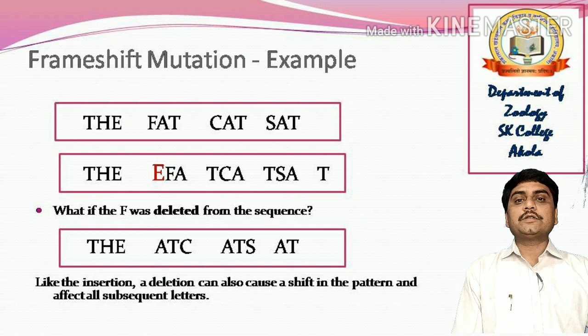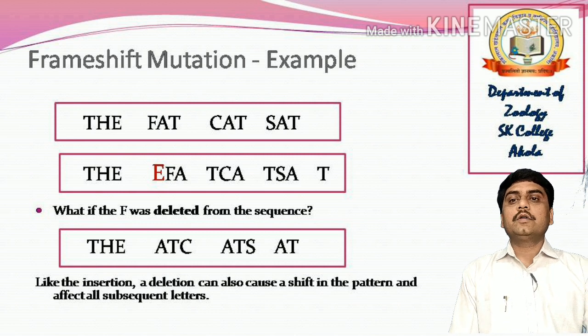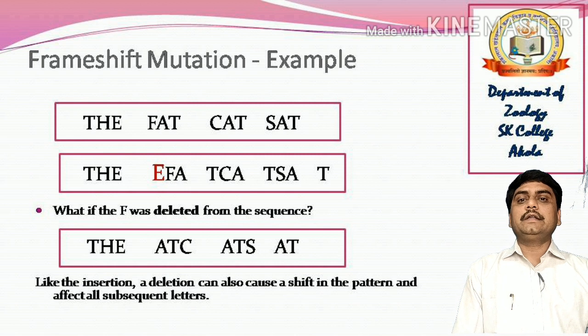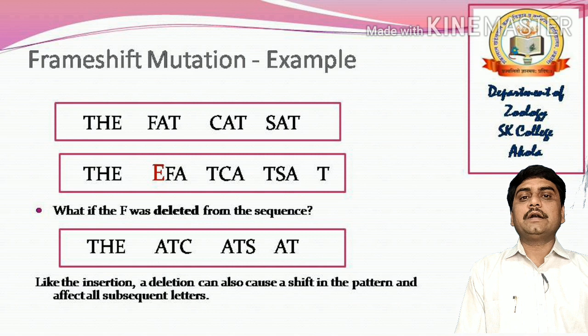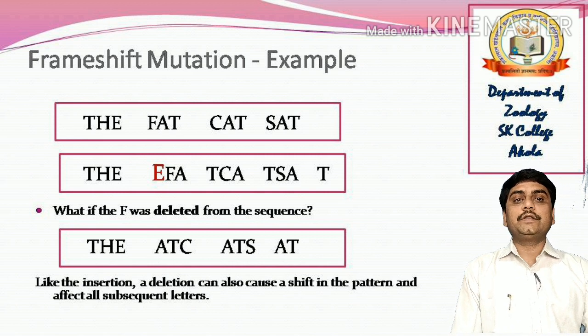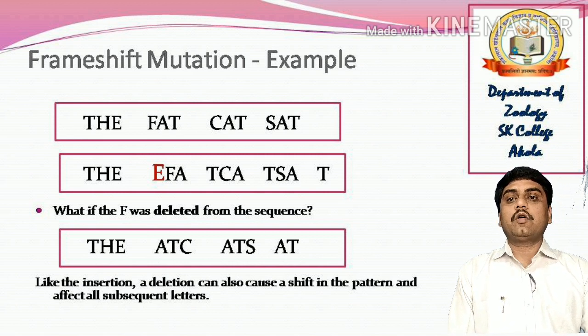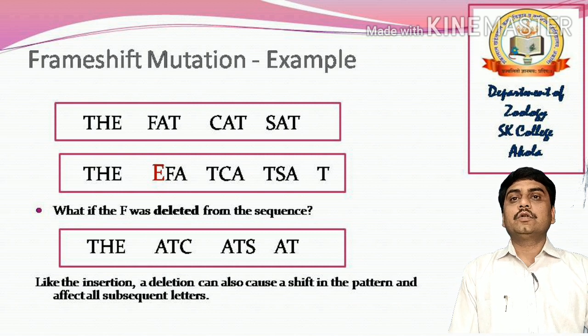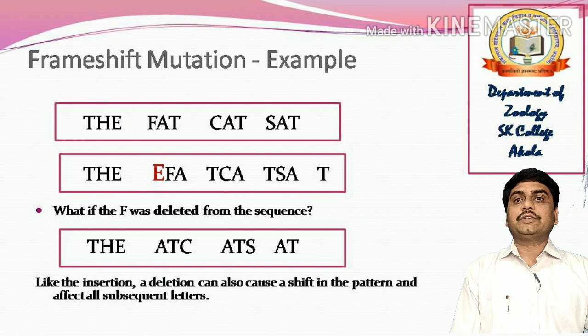What if the F was deleted from the sequence? If we deleted that F in the sequence, what will we have? The sequence will be THE, ATC, ATS and AT at last. So like the insertion, a deletion can also cause a shift in the pattern and affect all the subsequent letters. So this is what I want to tell you in this particular frame shift type of mutation.